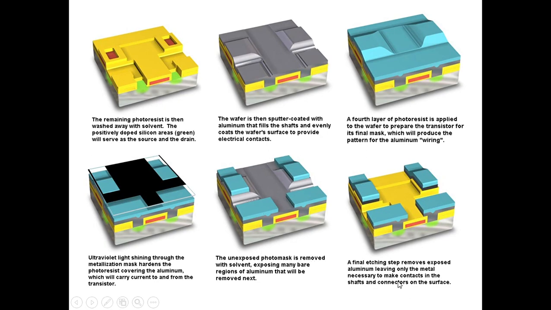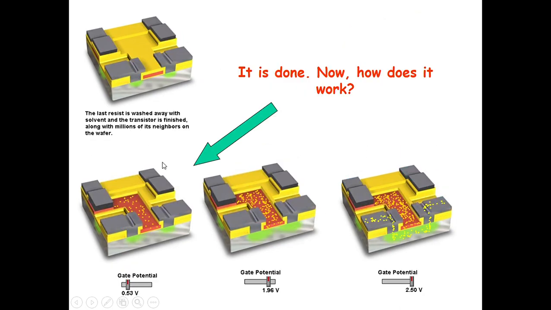Okay, so here you can see the final etching step removes exposed aluminium, leaving only the metal necessary to make contacts in the shafts and connectors on the surface. And this is the last step. Okay, so the last resist is washed away with the solvent and the transistor is finished, along with millions of neighbors on the wafer. Okay, so here you can see this final work. So this was all for the fabrication. So here it is done with the fabrication.